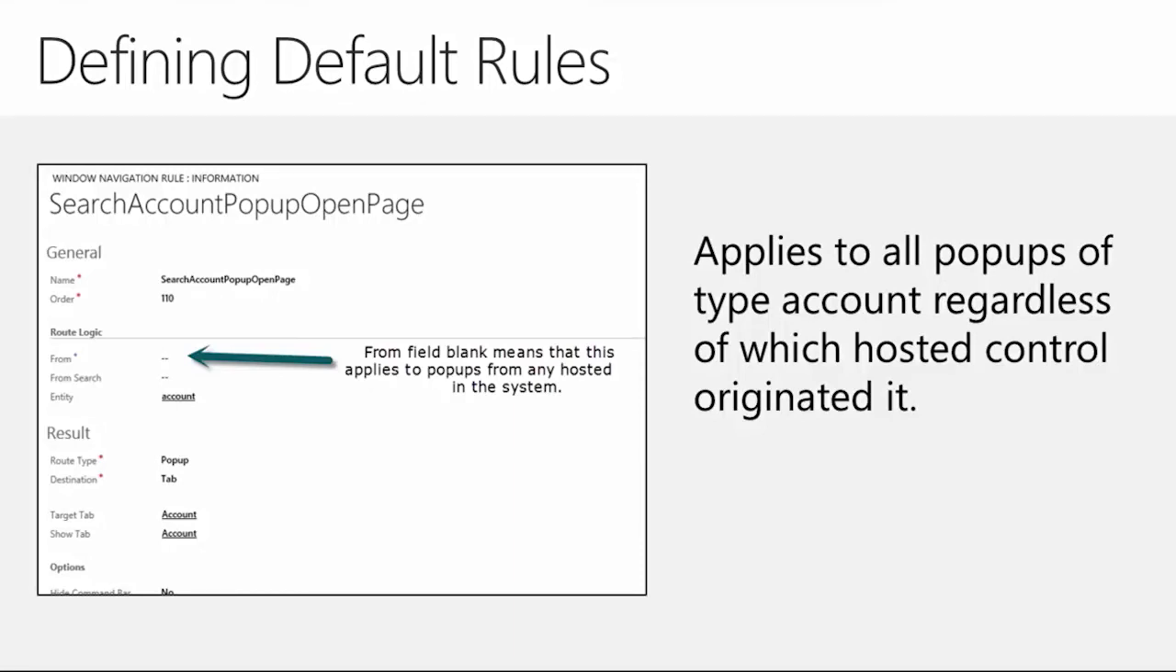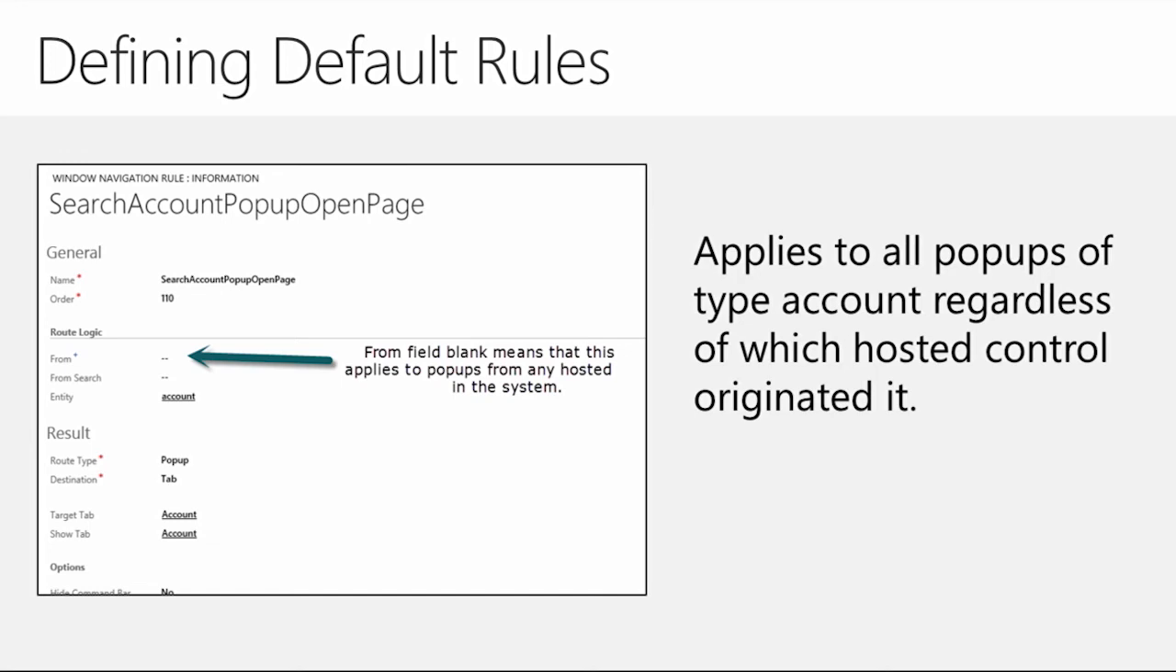So by doing that, all you're really doing is you'll notice that I got rid of the from option here. So instead of having it come from something, I am just saying if the target environment is the account entity, here's what I want you to do. I want you to do a pop-up and I want you to route it to the account tab or the account hosted control, and then I want to show the account hosted control. Which is nice because maybe 50 or 90% of the time, this is the behavior that you want.